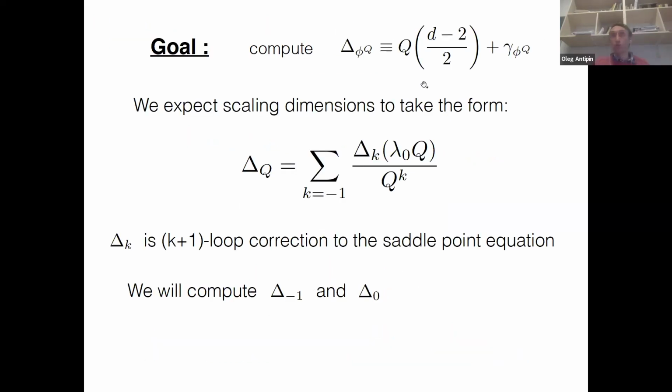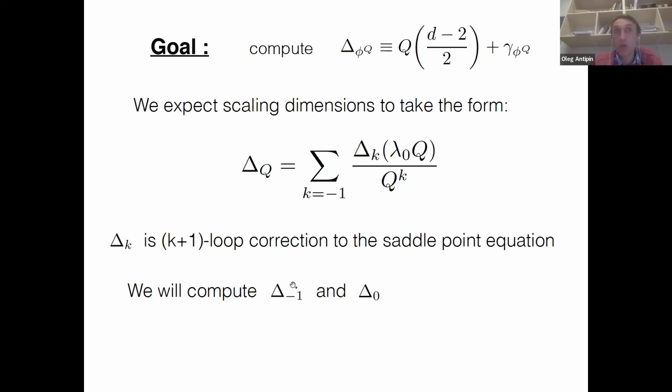So our goal is to compute these conformal dimensions, as I said, for these operators. I showed you before that we have a sort of semi-classical expansion for our path integral. So we expect these anomalous dimensions, conformal dimensions, to appear in a kind of large charge expansion form. There are some functions here, delta k, which are just the k plus 1 loop correction to the saddle point equation, which I'm going to define in a moment. And in this talk, I will show you how to compute the leading term, delta minus 1. It's just notation, k minus 1. It's not so important, but that's how we define it in our paper.